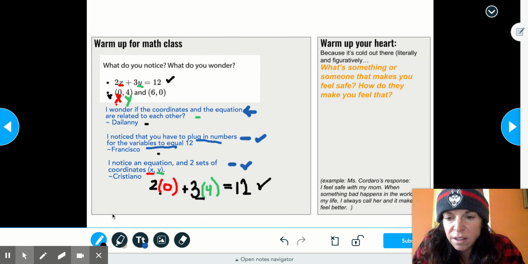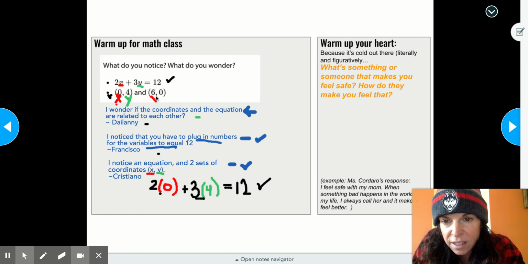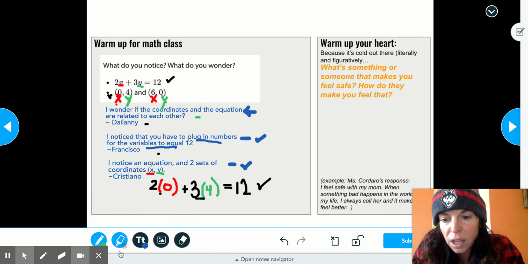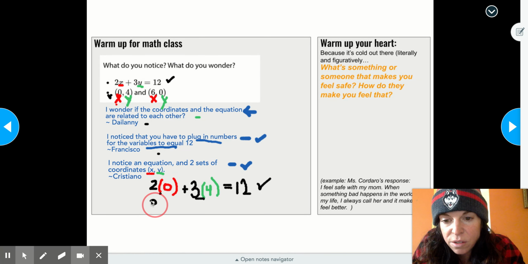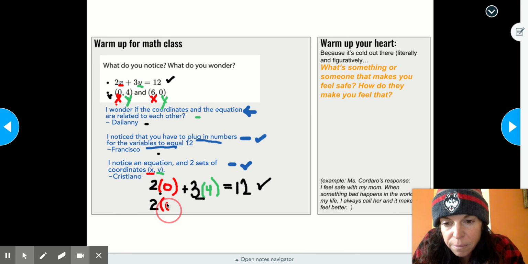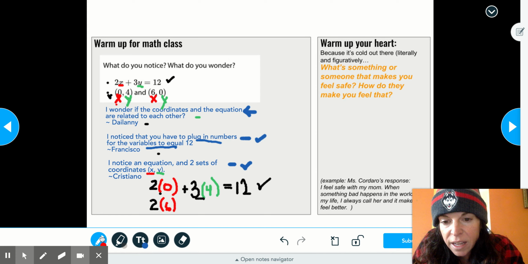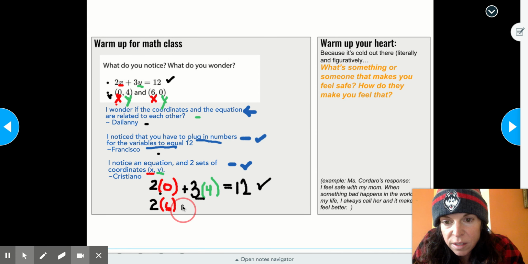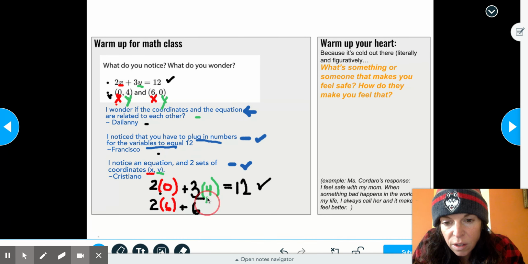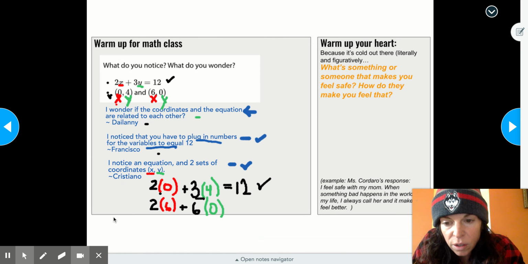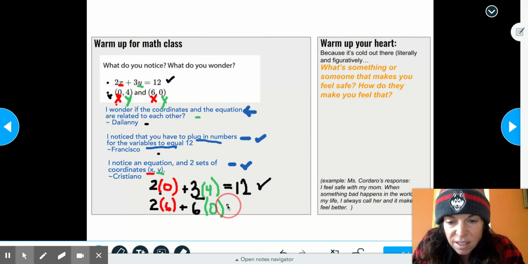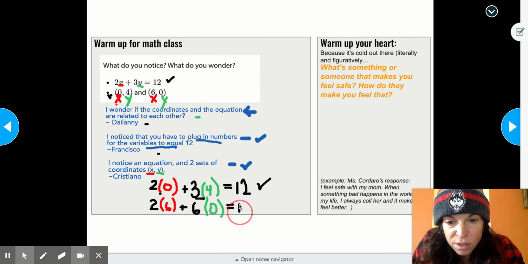What about this other set? So we have an x here and a y here. And let's plug them in like Francisco said to see if this also is a solution. So instead of x, we'll put 6. And instead of y, we'll put 0. And let's see, will Francisco be right? 2 times 6 is 12, plus 3 times 0, which is 0, and it also equals 12.